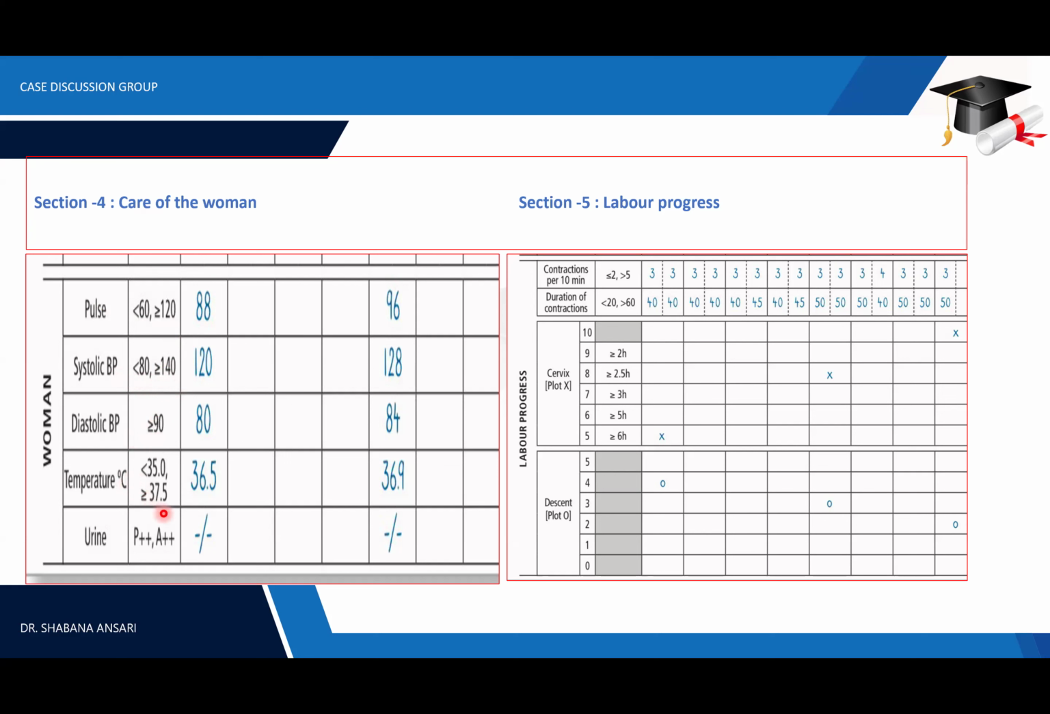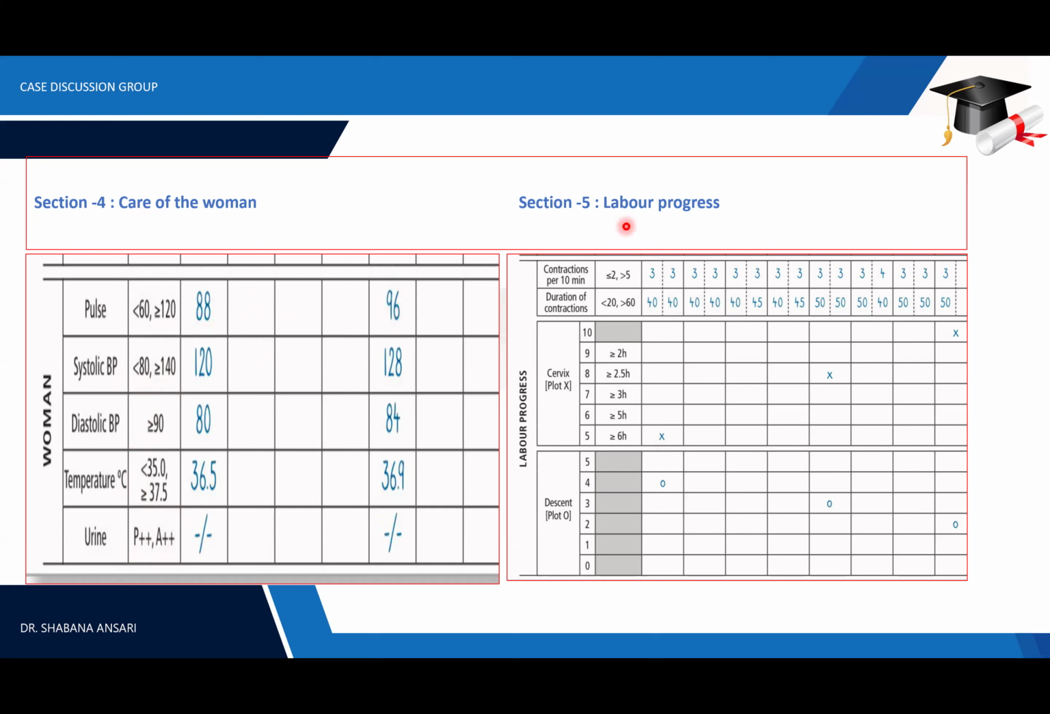Temperature, hypothermia, hyperthermia, these are alert. Urine, protein 2 plus, acetone 2 plus, this is an alert. So acetone 2 plus means that the patient is dehydrated. So we will be offering her the IV fluid. This section has to be filled every 4 hours. So this is the 0 hour, 1, 2, 3, and 4 hour.